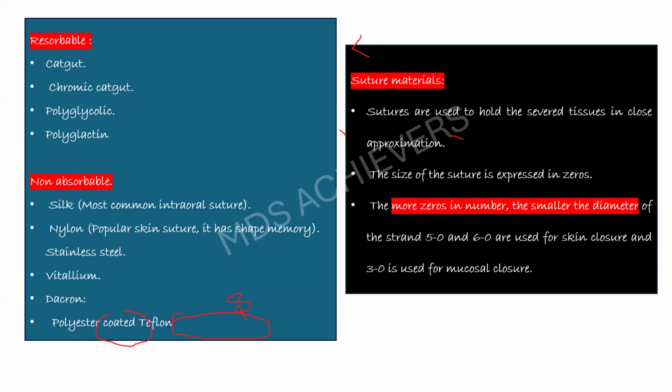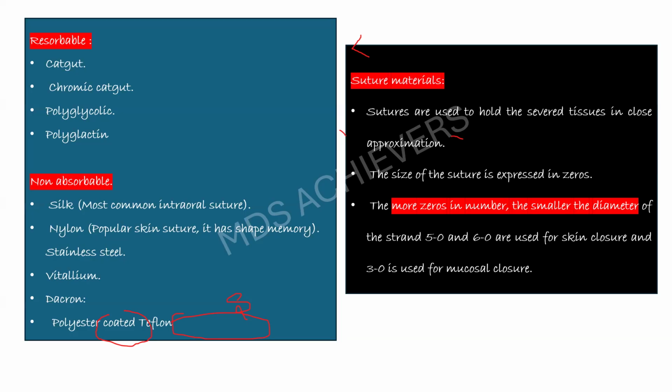Suture materials are used to hold severed tissues in close approximation. Whenever we place an implant, for example as a prosthodontist, I will do an open surgery: first give an incision, then go ahead with the osteotomy drills. After the drilling is done and the implant is placed, I need to approximate both tissues together, and that is done with the help of suture materials.